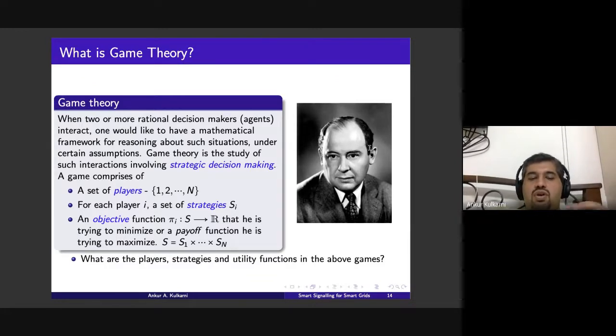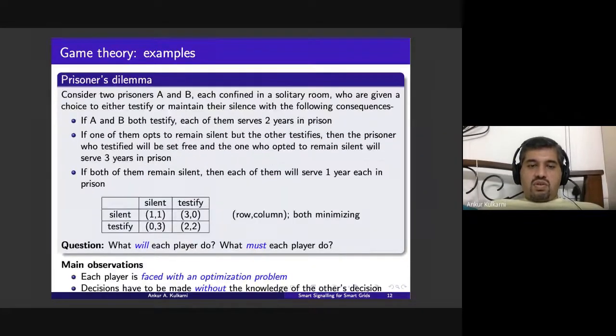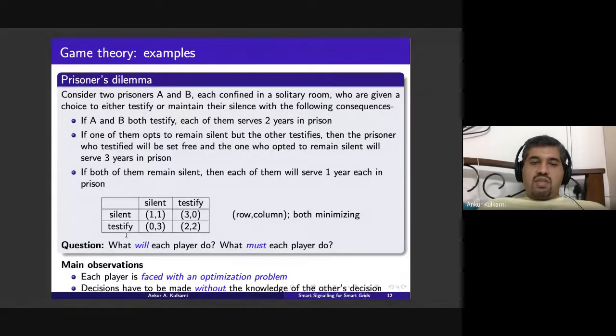Okay. So just to revise, what are the players' strategies and utility functions in the above games? Let's go here. So here the players are these two prisoners A and B. The strategies for both prisoners are to stay silent or to testify. Those are the two strategies for the players. And the payoffs that they will get are clearly a function of what both of them do. The first entry here talks of the payoff of the row player, and the second entry talks of the payoff of the column player.